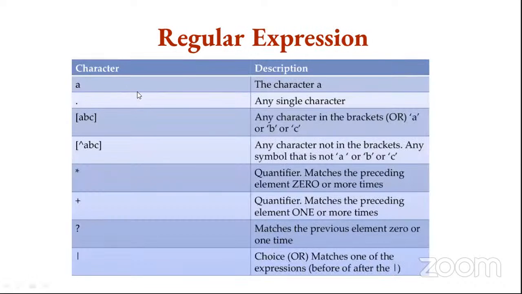Like this is one example: A is the character A, dot is any single character. Then square brackets ABC mean any character in the bracket, A or B or C. Then caret inside brackets means any character not in the brackets, any symbol that is not A, not B, not C. Star means the quantifier matches the preceding element 0 or more times. Plus means the quantifier matches the preceding element 1 or more times. Question mark matches the previous element 0 or 1 time. And the vertical bar means or, it matches one of the expressions before or after it. So these are the different types of regular expressions.